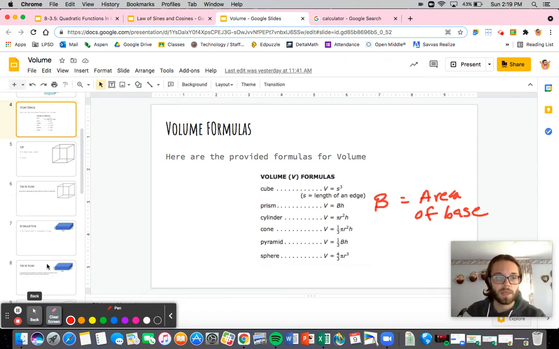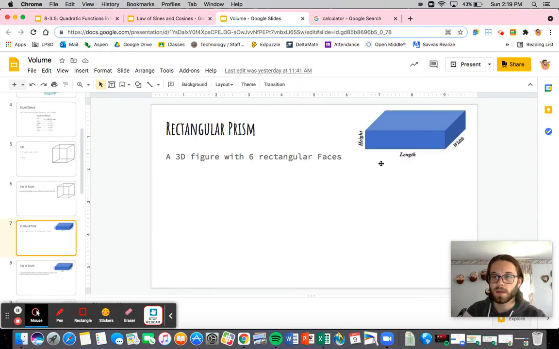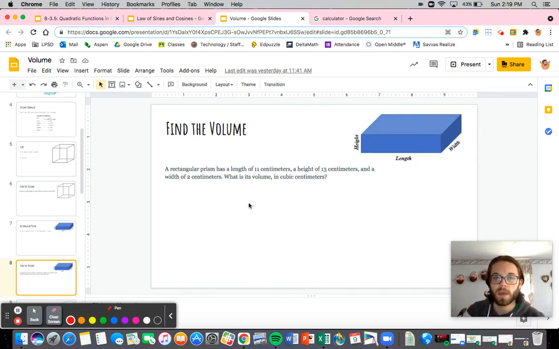So when we're looking here, the area of length times width, that bottom rectangle, then you multiply it times the height. All right, so let's see, what does it give us? It gives you a height of 13, a length of 11, and a width of 2. So your volume is the area of the base times the height, okay?